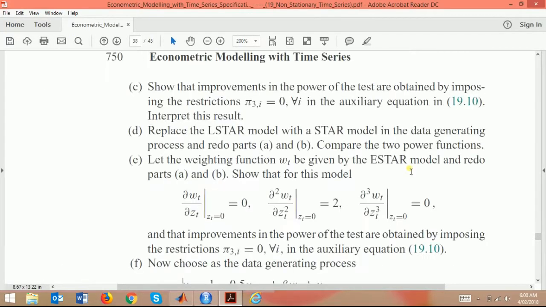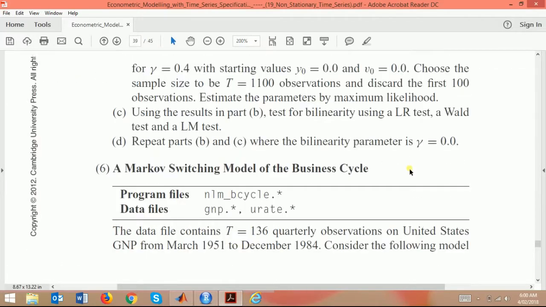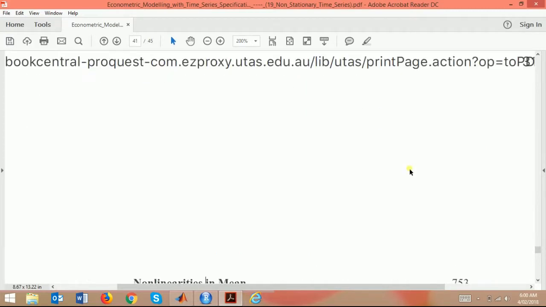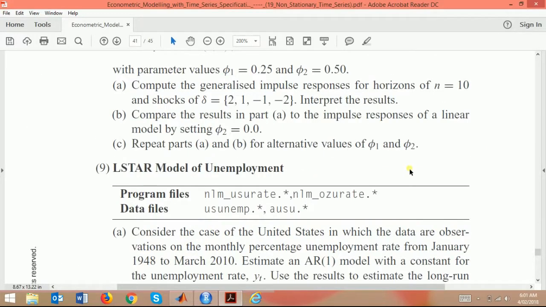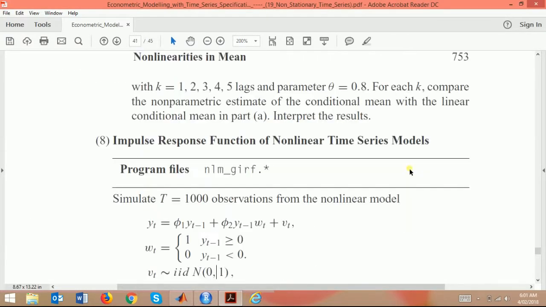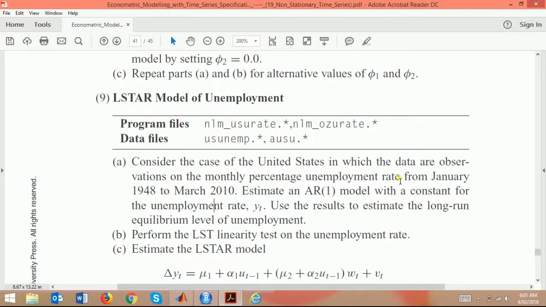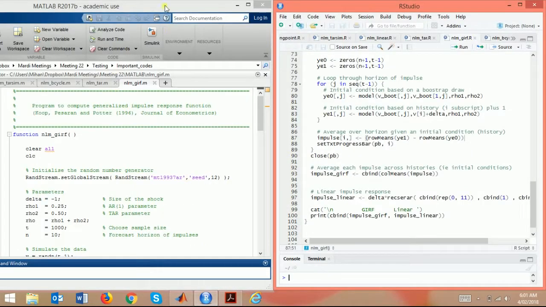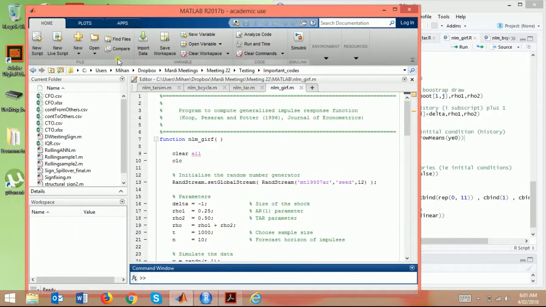The problem at hand currently is, so we have done many of these problems, impulse responses and everything. So, non-parametric impulse response. So the LSTAR model of unemployment, and the files are NLM, US unemployment rate and Australian unemployment rate. We'll just have a look into one problem. So NLM unemployment rate for US, let's see, let's bring it in here.